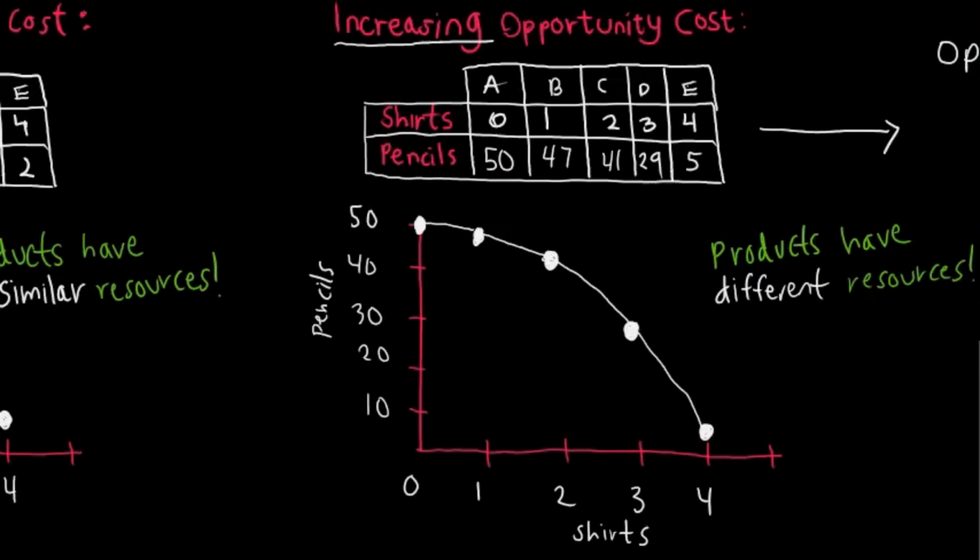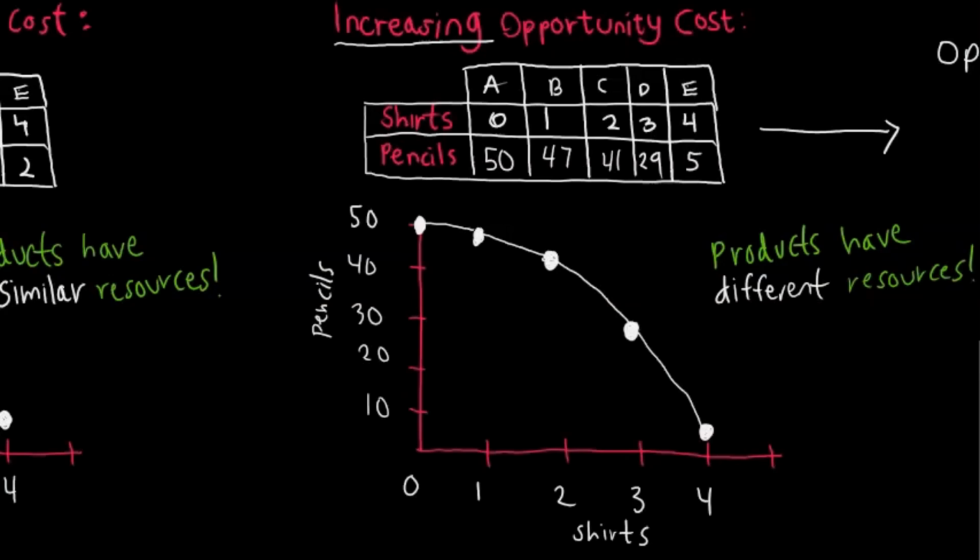Well, this is when you have increasing opportunity cost, right? So if we're talking about pencils versus shirts, you can see that when we go from A to B, we create one shirt at the expense of 3 pencils. But when we go from 1 to 2 shirts, we have the same 1 shirt increase, but because shirts and pencils use very different resources, right? Shirts use fabrics, pencils use graphite and wood. And so that drastic change means the opportunity cost is going to increase.